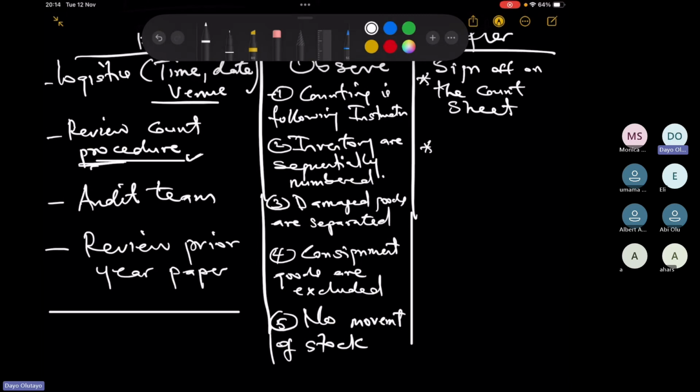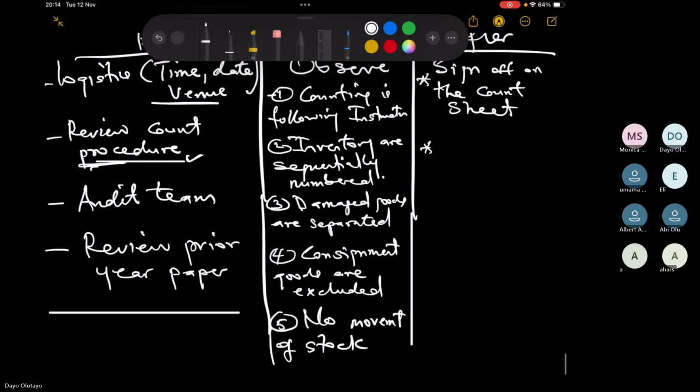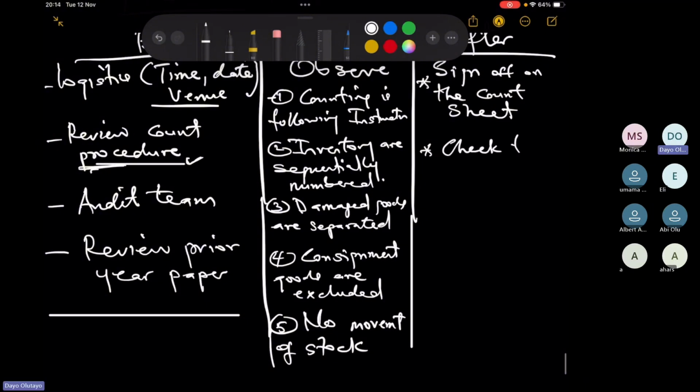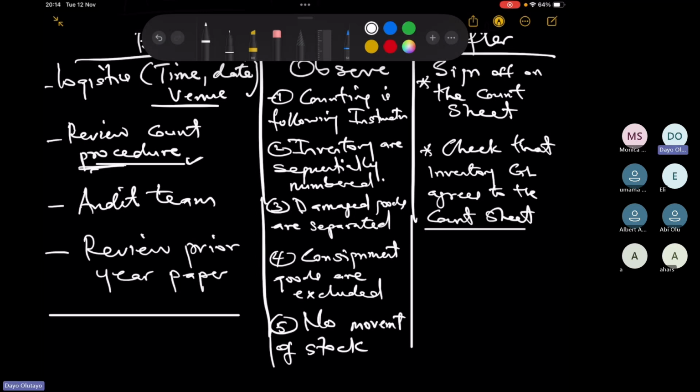So you need to check that the count sheet and inventory register agree actually. You need to check because that's the essence, that inventory GL agrees to the count sheet. But if not, then there's a discrepancy which must be reconciled. And like I said, the count sheet will take precedence over any other form of information because the count sheet shows the reality of what we should have. Okay, so that's what you must do before, during, and after the count.